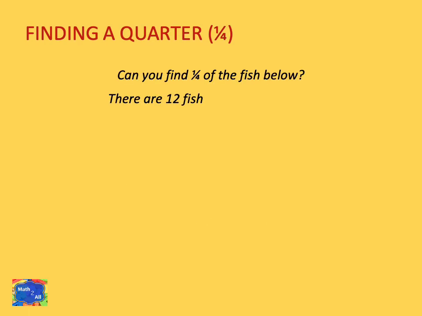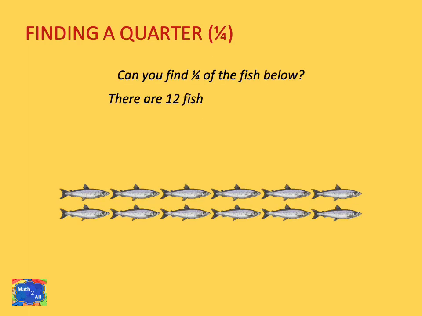Can you find quarter of the fish below? There are 12 fish. To find 1/4, you need to divide by 4. 12 divided by 4 equals 3. So 1/4 of 12 equals 3.